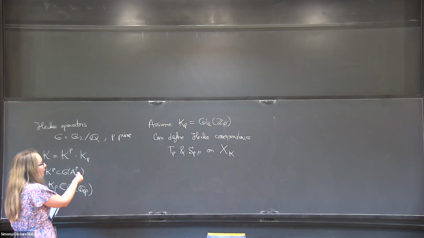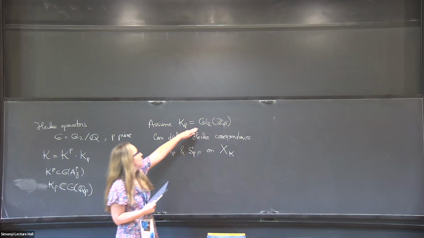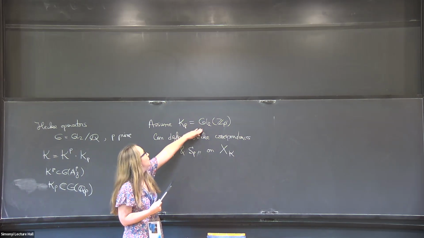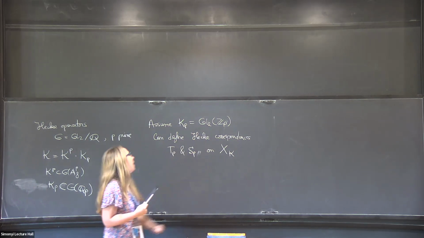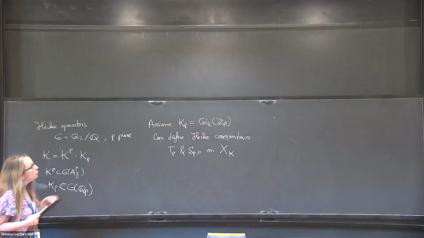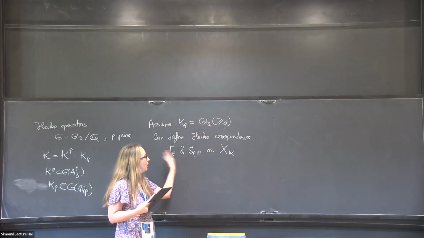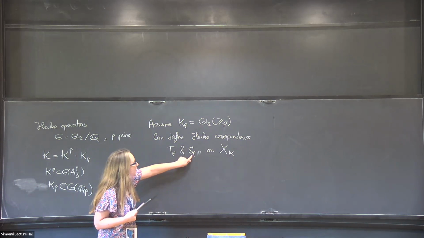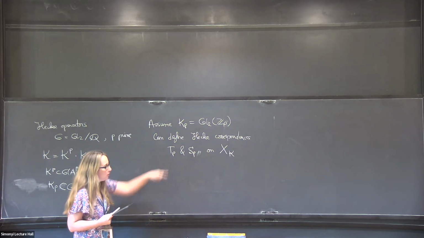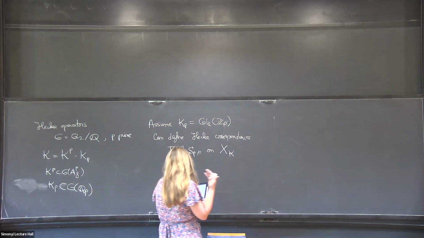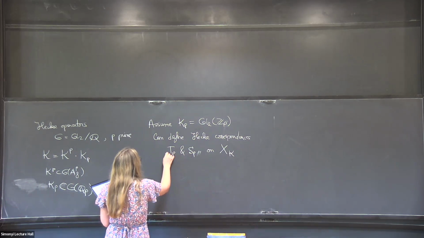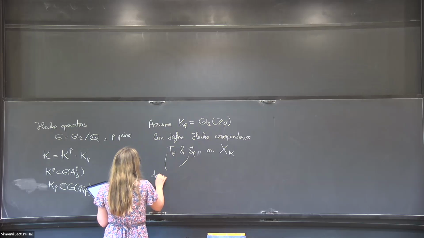So for each prime number, if my level is as big as it can be, this is the maximal compact subgroup inside GL2(Q_p), then I can define two Hecke operators. And really, this one is kind of boring. This one is interesting, so I'll focus on this one. So these are double coset operators.